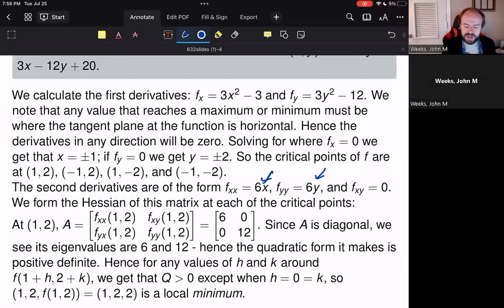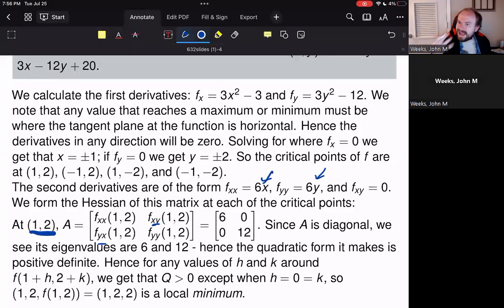So we can form the Hessian matrix, where each of these functions is evaluated at the critical points. For example, we could start at (1, 2). We could just plug in x equals 1, y equals 2 for each of these second derivatives. If we do that for f sub xx, we're just going to get 6 times 1, which is 6. If we do f sub yy, that's going to give us 6 times 2, which is 12. And then, of course, f sub xy and f sub yx are both 0, giving us these entries. Now, A is a diagonal matrix. That's our favorite thing. And we can see that its eigenvalues are 6 and 12.